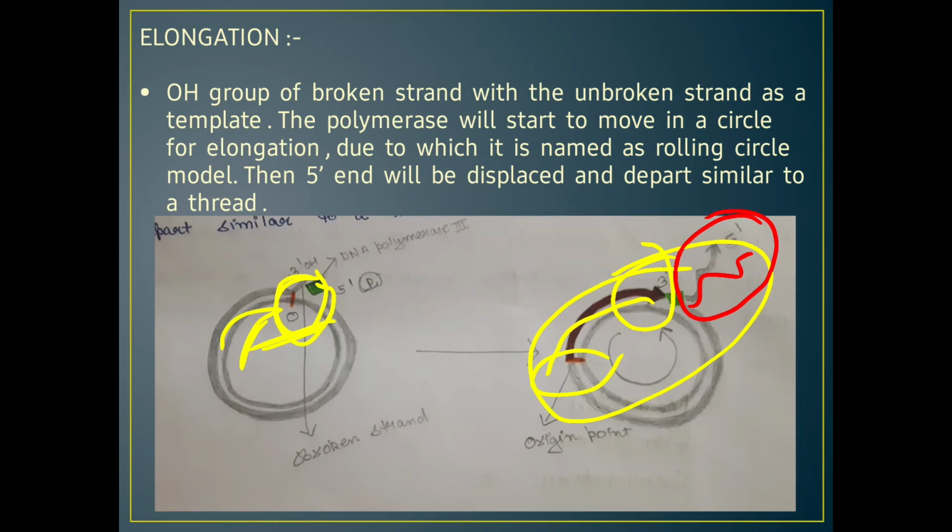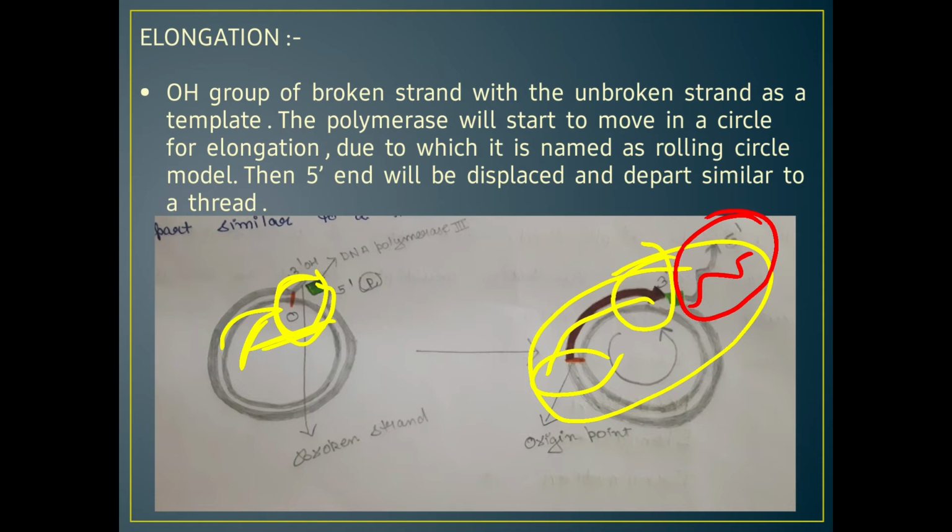Displace means it starts to move from its original position to a different position. So that is the process occurring here. First, we said there was a cut made where the 3' end had an OH and the 5' end had a phosphate. In the second process, we said that with the help of DNA polymerase 3, the 3' end started to elongate in a circular motion. So it is known as the rolling circle model because it is rolling in a circular way.